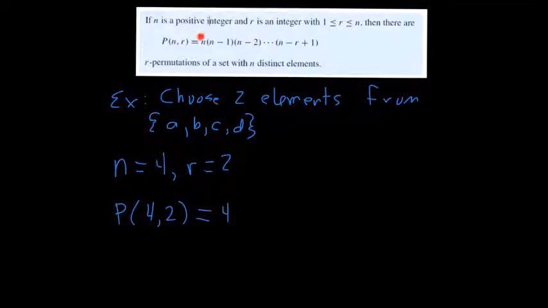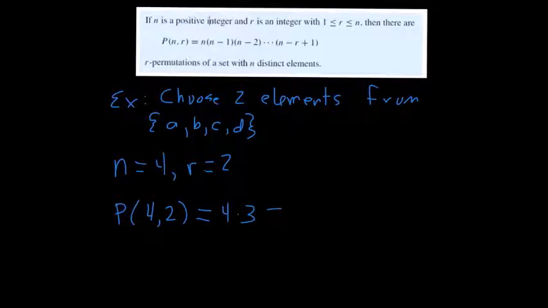I just keep going down. n times n minus 1 times n minus 2, so I would have 4 times 3. And when do I stop? Well, I stop when I get down to n minus r plus 1. n is 4, minus r would be 2, plus 1 would be 3, so I stop. So it's just 4 times 3.